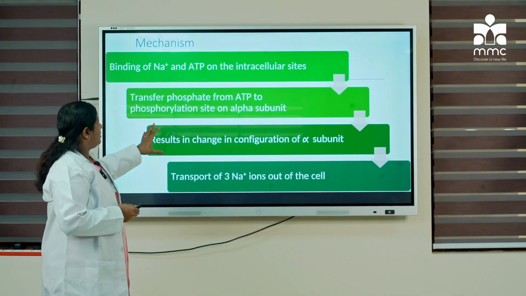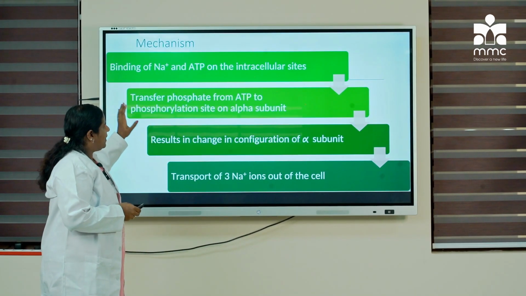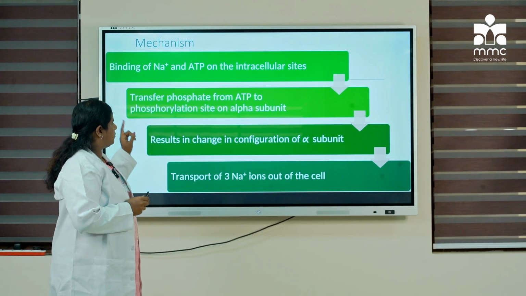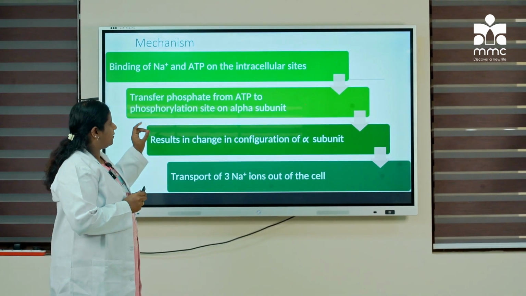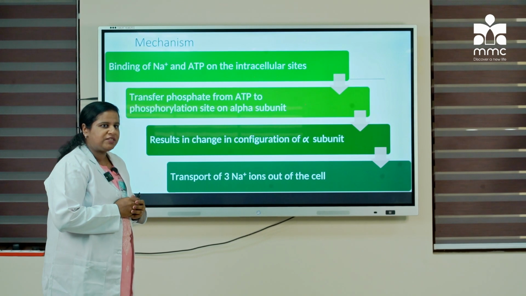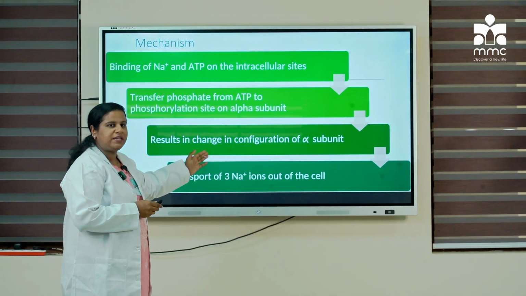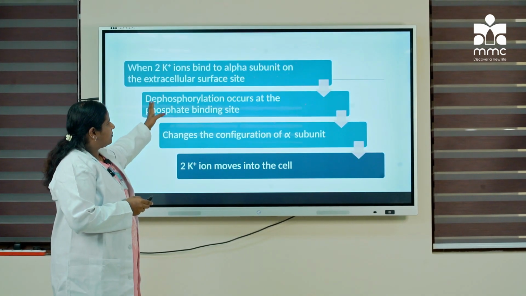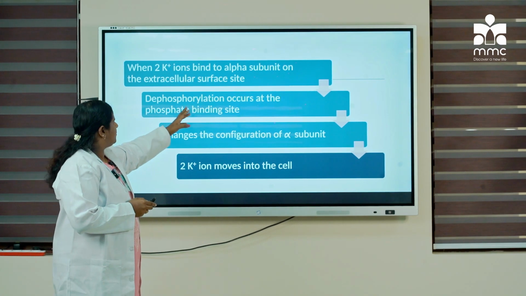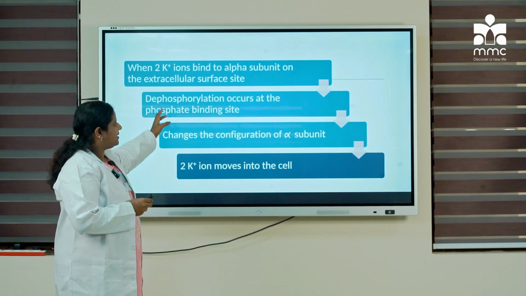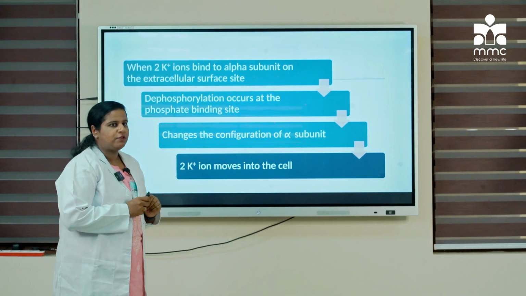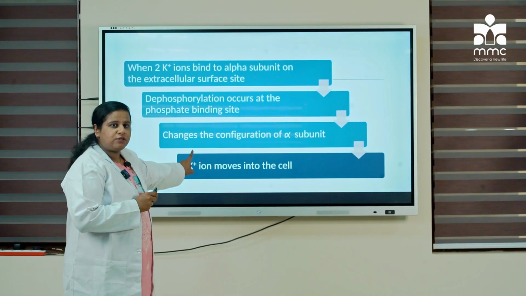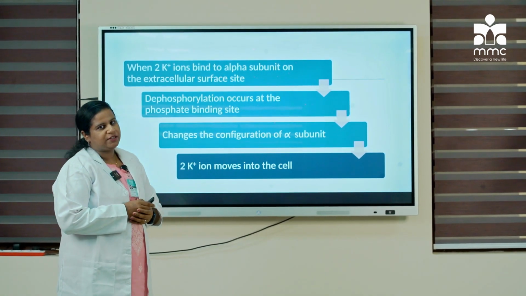So in a nutshell, let's see the mechanism once again. The binding of sodium and ATP on the intracellular sites will transfer phosphate from the ATP to the phosphorylation site due to the ATPase activity of the alpha subunit. It results in a conformational change in the alpha subunit, and it transports 3 ions of sodium to the extracellular fluid, while 2 ions of potassium will bind to the alpha subunit on the extracellular binding site, and it causes dephosphorylation of the phosphate binding site and changes the conformation of the alpha subunit once again, and the 2 potassium ions will be flowing into the intracellular fluid.